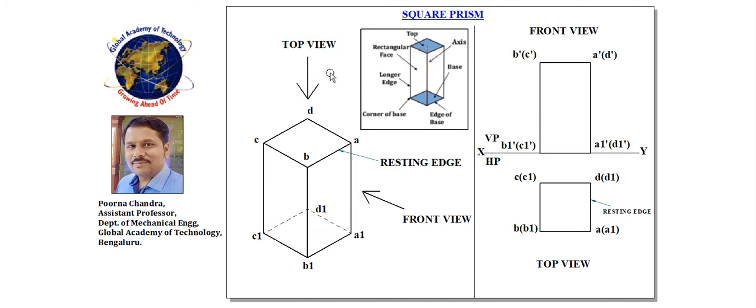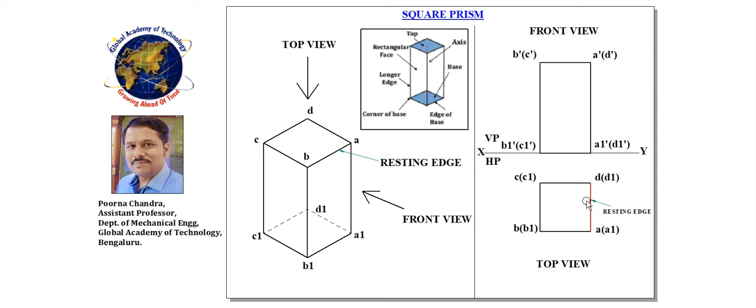But if you watch from the top, we are able to watch only A, B, C, D, right? But A1, B1, C1, D1 is not visible when you are watching from the top. So the top view will look like this. If you want to draw the top view in first position while doing the problems, I need to draw a square like this. Here the prism is resting on sides or edges. I have taken a square prism resting on edges.